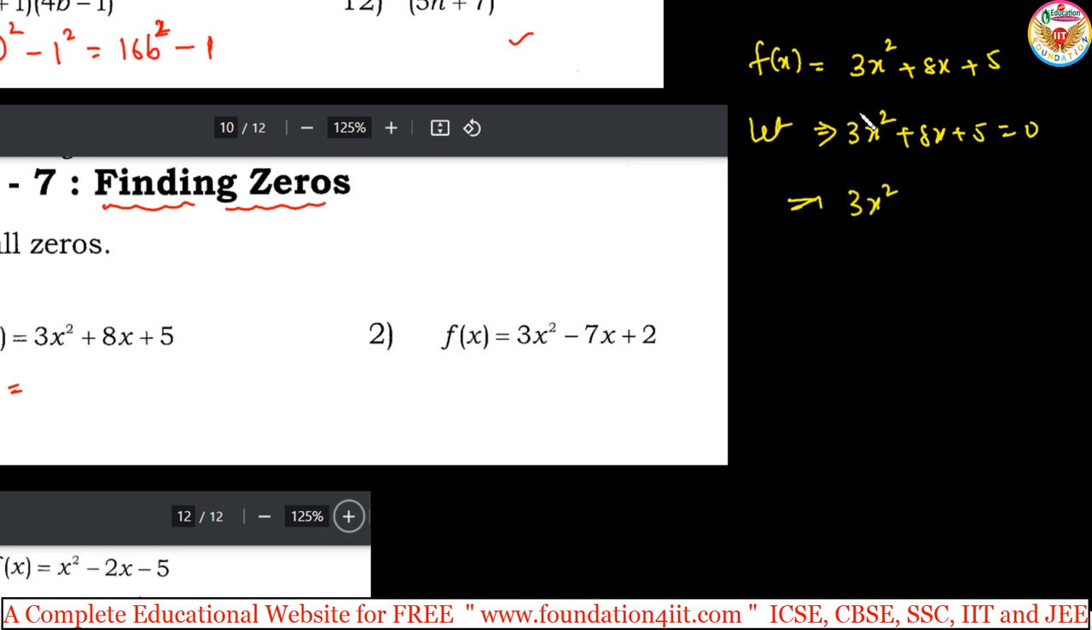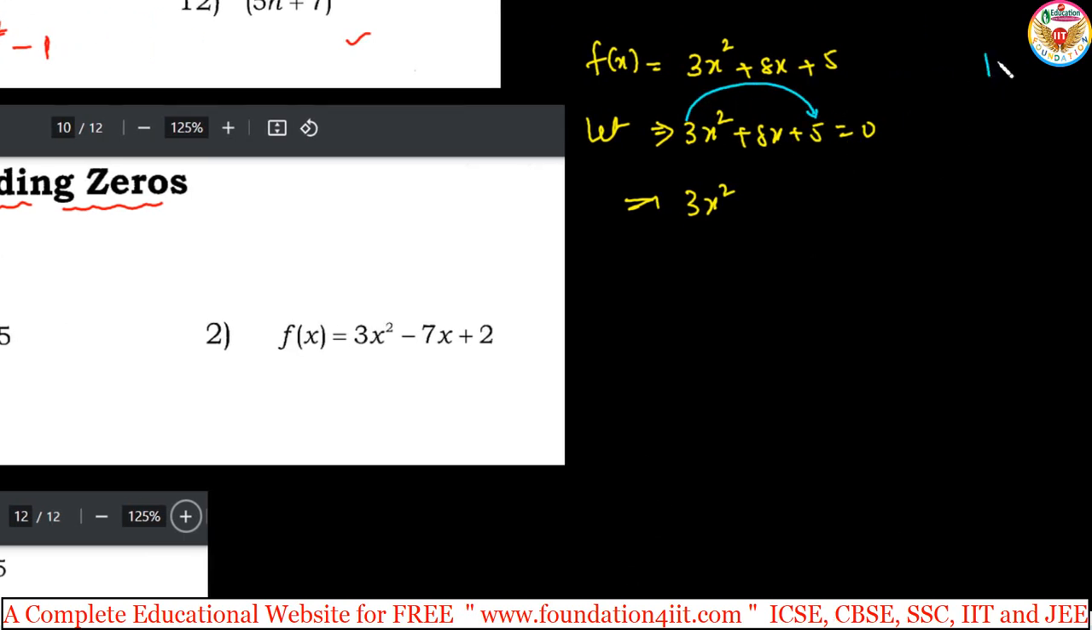3x². According to the method, you multiply the x² coefficient and the constant, that is 15. Which two numbers multiply to give 15 and add to give 8? That is 5 and 3. 5 into 3 is 15, 5 plus 3 is 8. Now 8x I am writing as 5x + 3x, plus 5 equal to 0. Only 8x I am splitting into 5x + 3x.